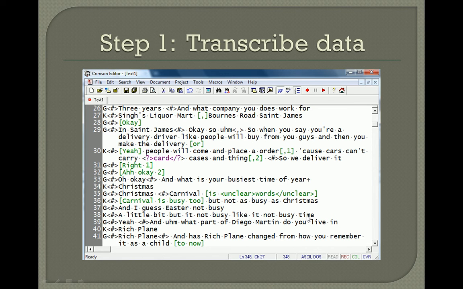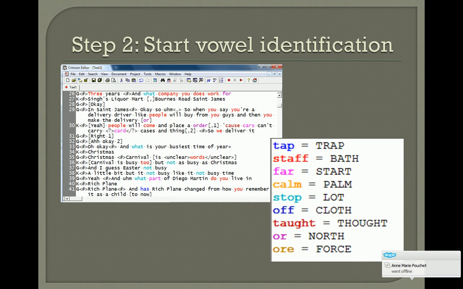Okay, so the first thing, we transcribe the data. This is the step that you are involved in. After I receive the transcript from you, I take it and I start working with it in Crimson Editor. Now you would notice here that we have these words that are in different colors. These colors represent different sets and represent different vowel sounds. Some of the sets overlap in color, but because I know what each color possibly represents, I know that they might belong to different sets.